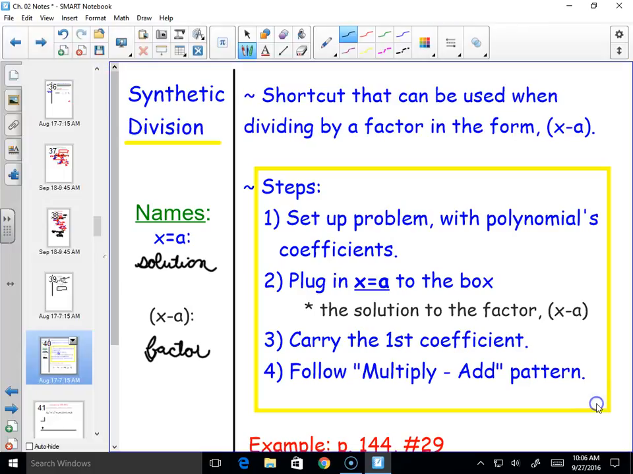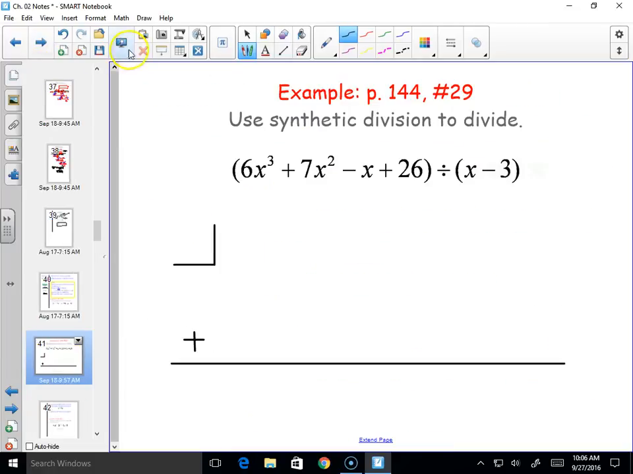I'm going to go ahead and dual page it just because we don't need that much room for the example on the next page. If some of you are still writing, you can still see what's going on.